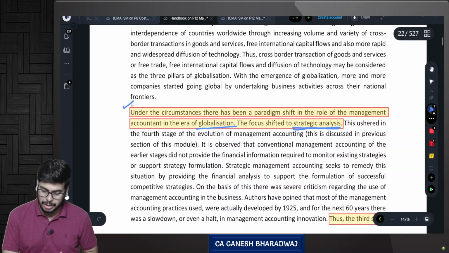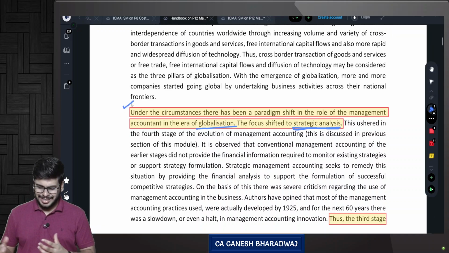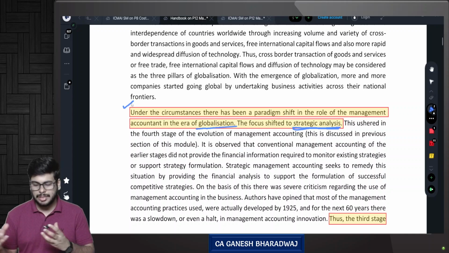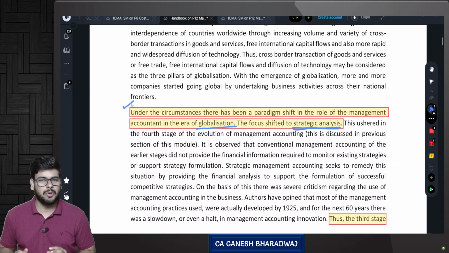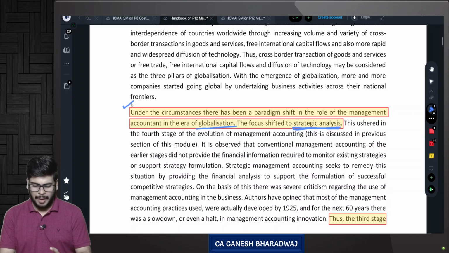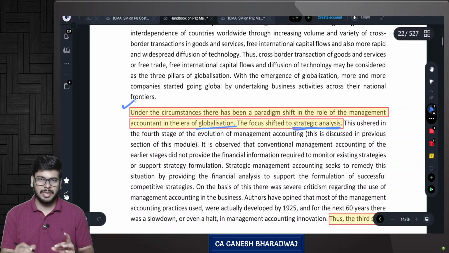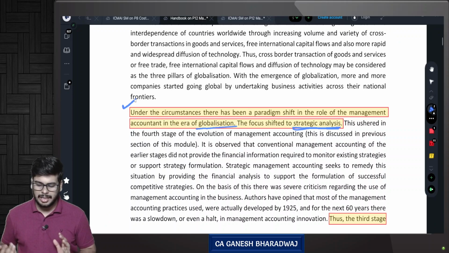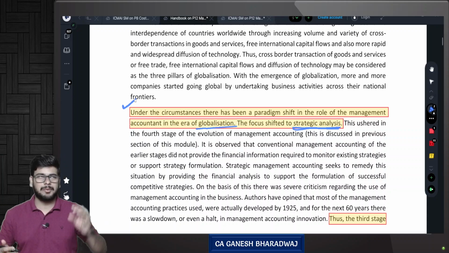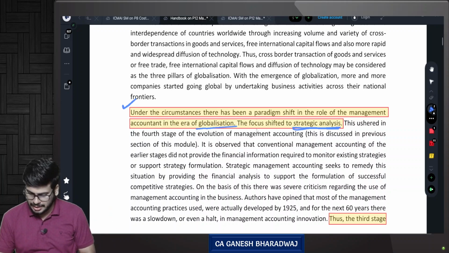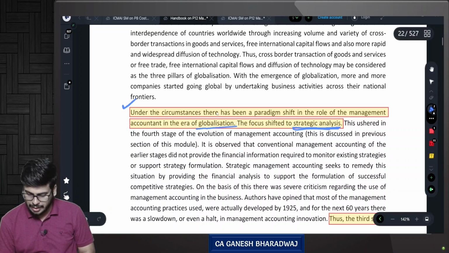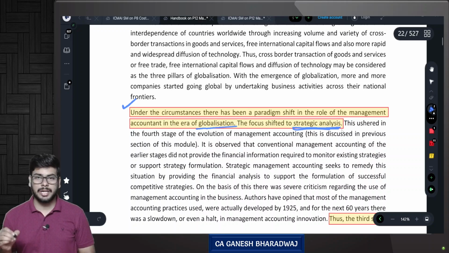I have just blocked it here, because I think there are some fill in the blank questions related to this. So only this part alone. There is something called fill in the blanks that is applicable for your exams. What they do is suddenly they will give one sentence from this entire chapter. They will explain the previous sentence and they will say the focus has shifted to dash. You need to write strategic analysis.